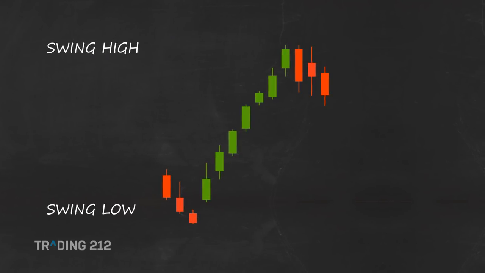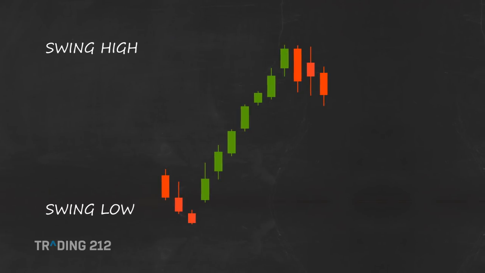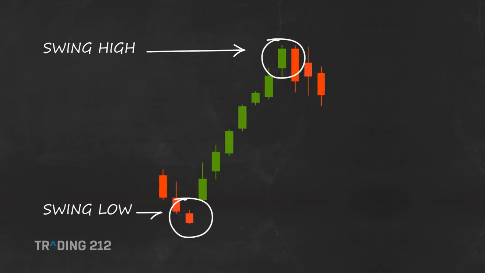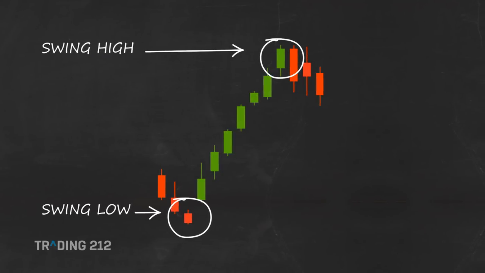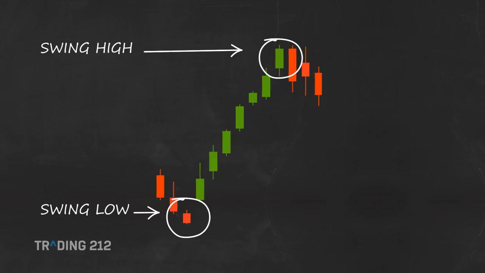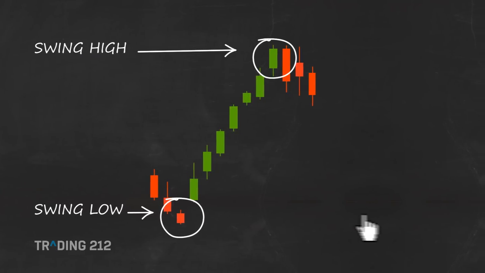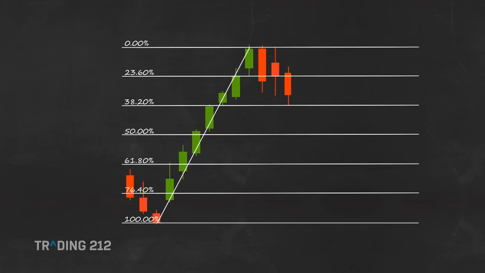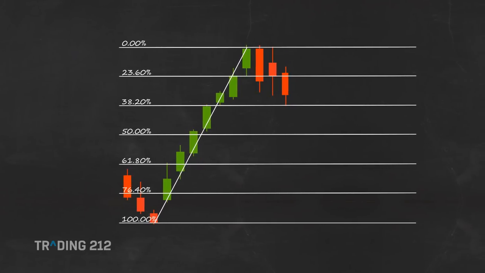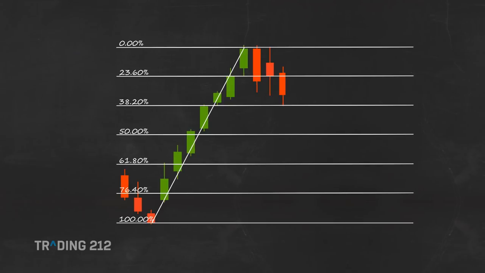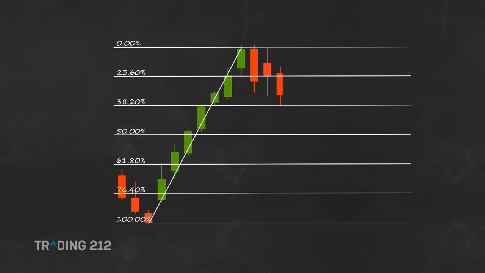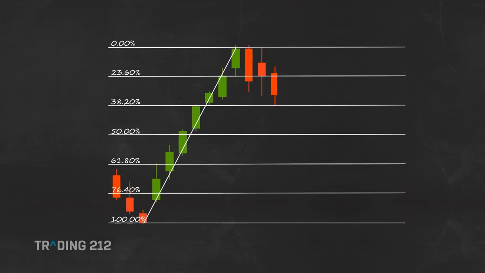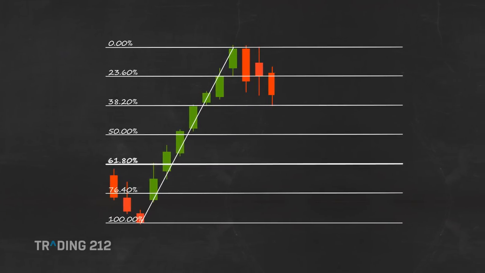A swing high is identified as the highest point displayed on a given time period. A swing low is created when a low is lower than any other point over a given time period. Using the Fibonacci retracement tool in the trading platform, you draw a line between the swing low and the swing high. The horizontal lines that occur are the Fibonacci retracement levels, which are automatically calculated by the trading platform. The most popular Fibonacci retracement levels are the 38.2%, 50%, and 61.8%.